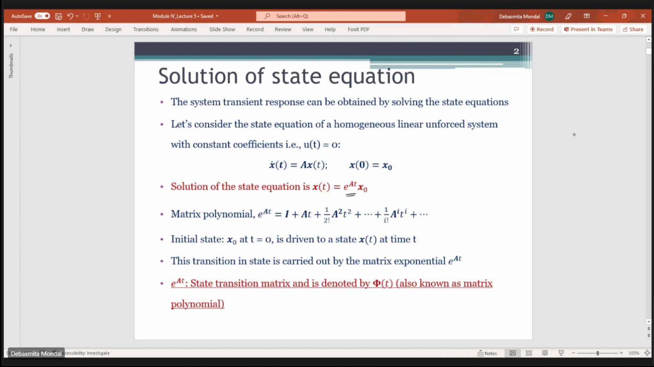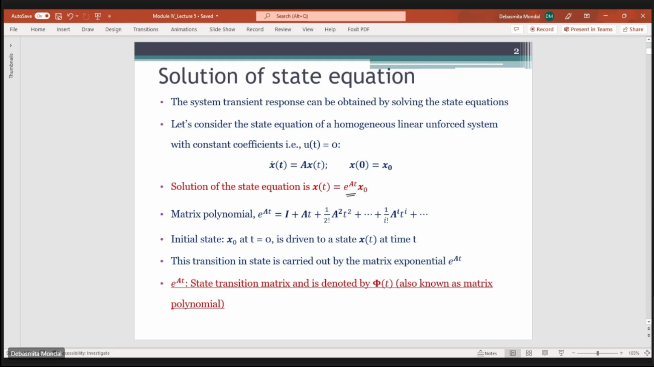Okay, so that's why this is called a state transition matrix, and it is also denoted by matrix exponential. These are synonymous terms. You can say that e to the power At is known as the state transition matrix. The state transition matrix is the most common term, generally used for defining the value of e to the power At, and it can also be denoted by phi of t. So phi t is the state transition matrix, that is STM, or otherwise known as a matrix polynomial.